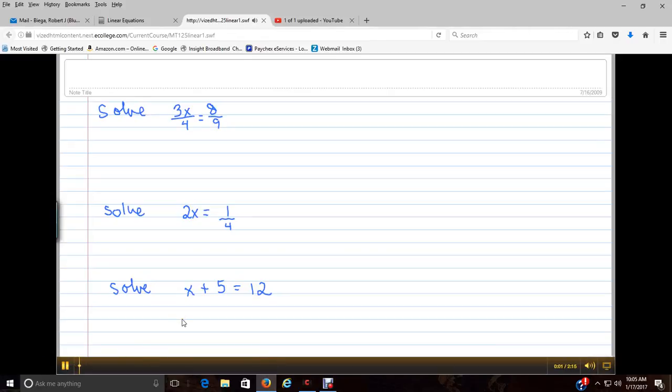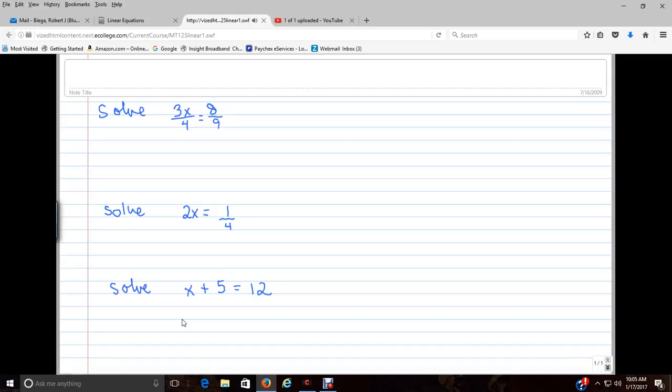So let's suppose we want to solve this first problem. 3x over 4 equals 8 over 9. Now we can treat this like a ratio. And with a ratio, since we have a fraction, like a proportion. And with a proportion, since we have a fraction equal to a fraction, we can cross multiply.